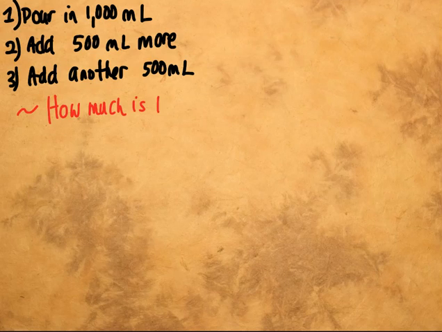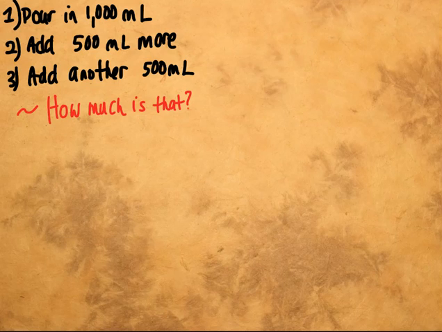Anyway, here is an example. I'm going to pour 1,000 milliliters into a graduated cylinder. I'm going to add another 500 milliliters more. So think about that. What's my total number of milliliters so far? Go ahead and have that number in your head. Add another 500 milliliters. Okay, this isn't funny anymore, Mr. C. How much is that? Really?